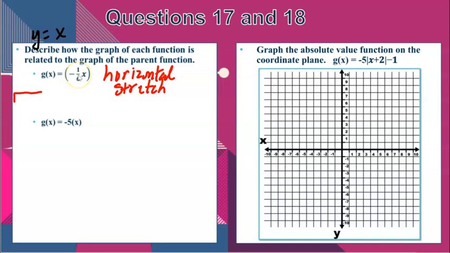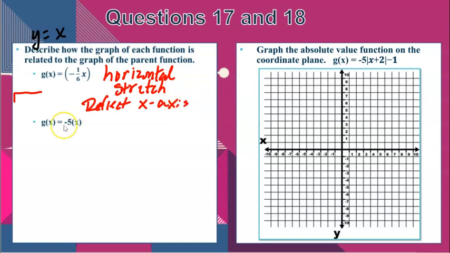Now there is a negative, which tells us there's a reflection. So we know that we're going to be reflecting. And since this is going to be affecting our y, that means it's reflected over the x-axis.